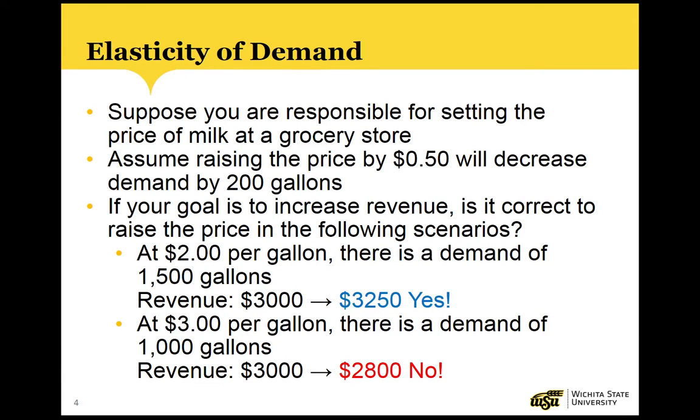But if the price is already $3 per gallon, if we raise the price by another 50 cents, we see that the revenue decreases to $2,800, which makes that price increase incorrect. The phenomenon that relates changes in demand and changes in revenue is called the elasticity of demand.